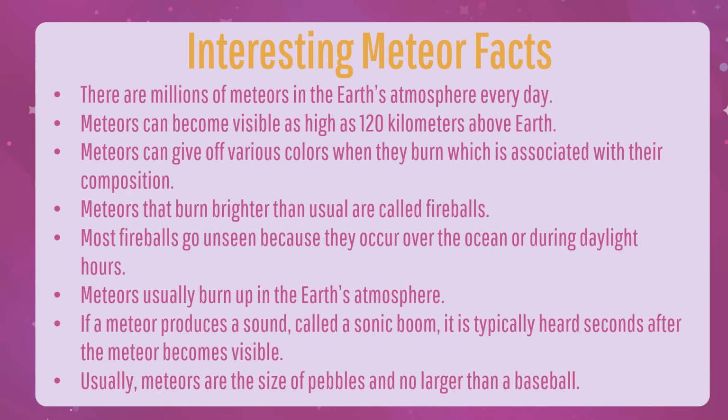Here are some interesting meteor facts. There are millions of meteors in the Earth's atmosphere every day. Meteors can become visible as high as 120 kilometers above Earth. Meteors can give off various colors when they burn, which is associated with their composition. Meteors that burn brighter than usual are called fireballs. Most fireballs go unseen because they occur over the ocean or during daylight hours.